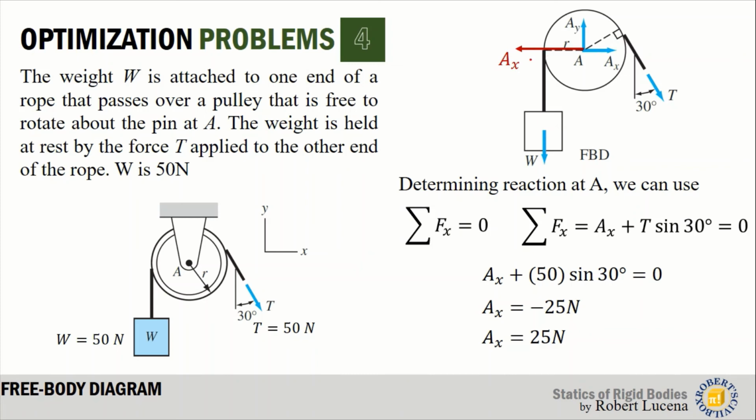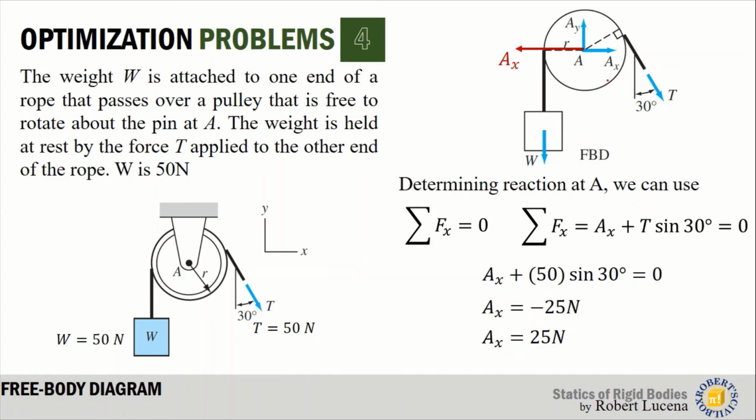Because as we have discussed, the support reaction at a hinge is R2, AX and AY. But you can assume AY upward or downward, it's up to you. You can also assume AX to the right or to the left, it's up to you again. But if you get a negative value of AX, that means the direction of that AX is the opposite of what you have assumed.